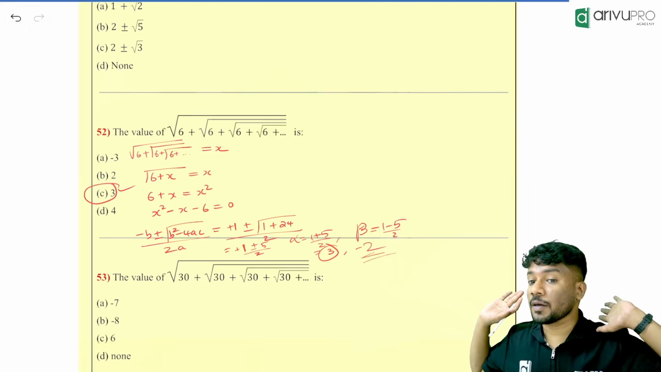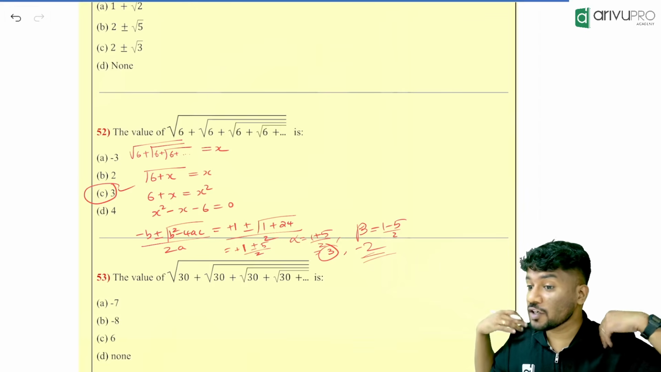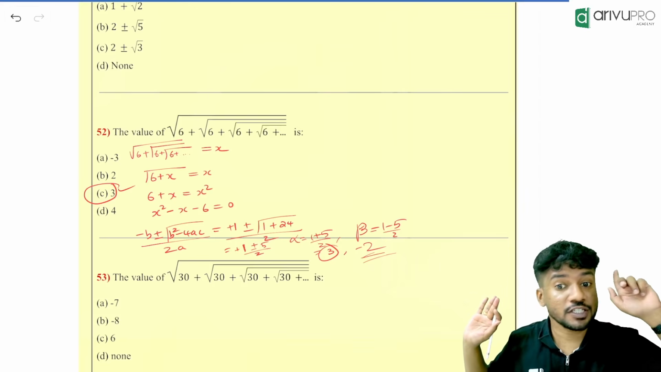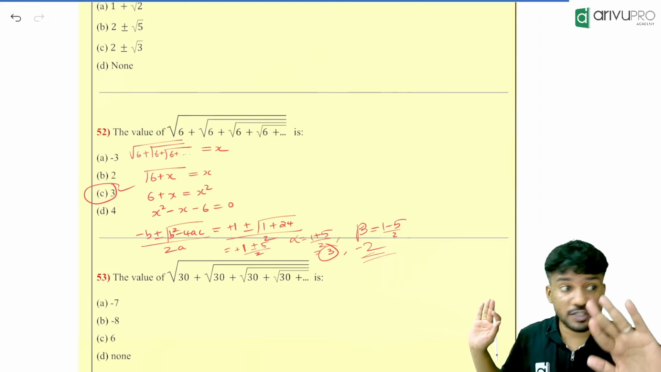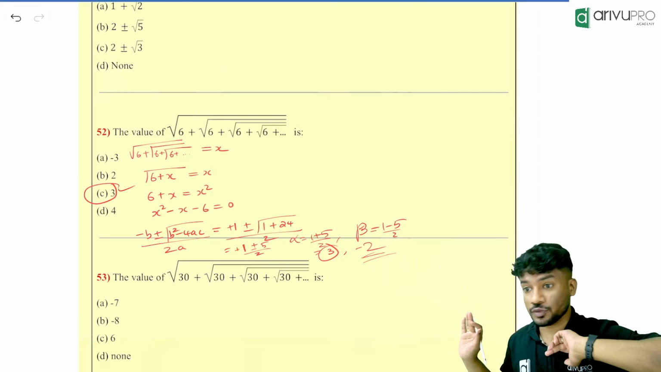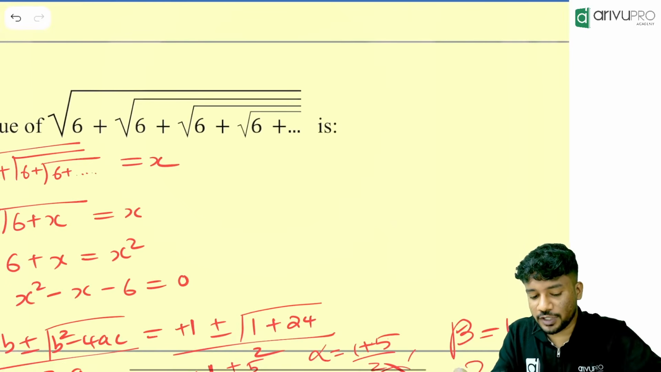This is the normal approach. In the exam, we will not use the normal approach. We will use a shortcut approach. First, I will explain the shortcut approach, then I will take you to this approach. The shortcut approach is very easy.